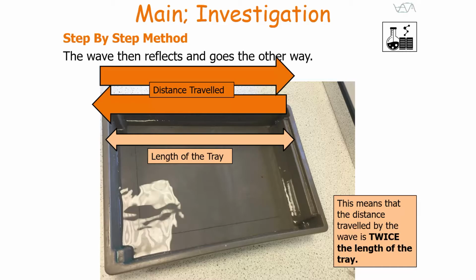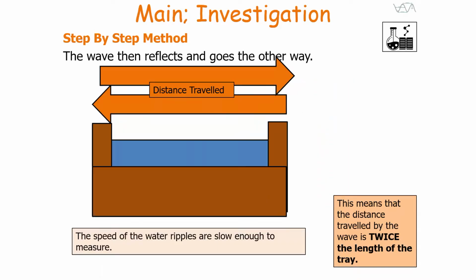Now this means that when a wave hits a surface, absorption, transmission and reflection can all occur. When you are measuring the properties of this wave, you're measuring the time it takes to go there and back, so therefore the distance travelled is there and back, so it's twice the length of the tray. Now we can measure the speed of water ripples in this investigation as they're slow enough to measure. Sound waves and light waves travel too quickly for us to measure in a school laboratory.